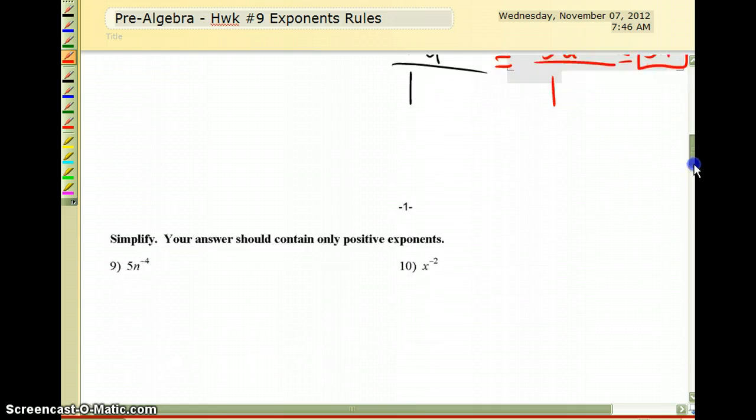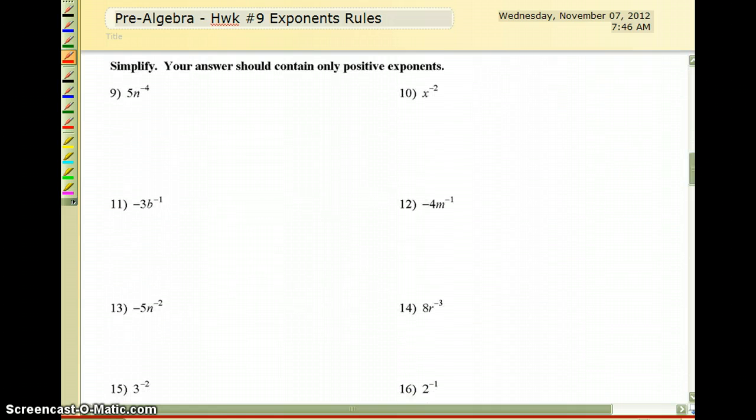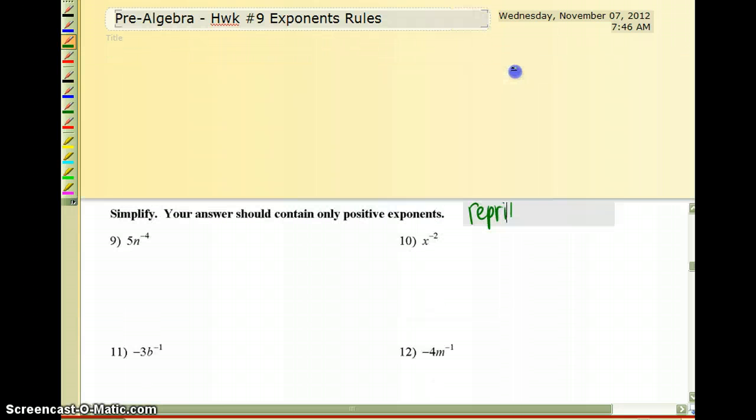I'm going to do the back side of the worksheet now. In the negative exponents, what we had learned from before was that a negative exponent, I find the reciprocal, I'm sorry, I'm spelling that wrong.